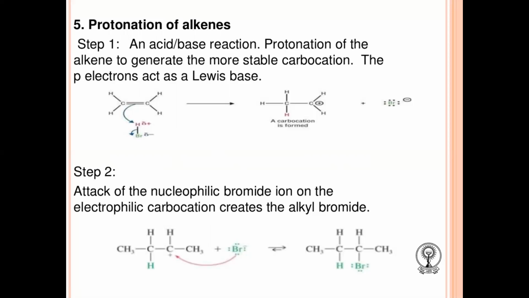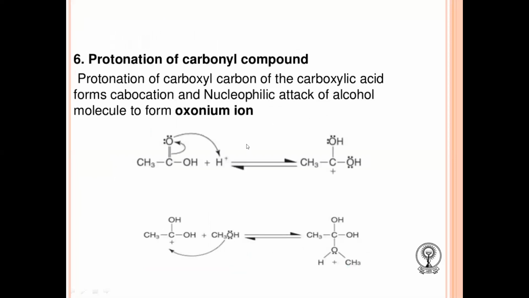Protonation of alkenes, an acid-base reaction. Protonation of the alkene to generate the more stable carbocation. The pi electrons act as a Lewis base. Protonation of carbonyl compounds. On protonation of a carbonyl compound, the carbon of the carboxylic acid forms a carbocation, and nucleophilic attack of an alcohol molecule forms an oxonium ion.